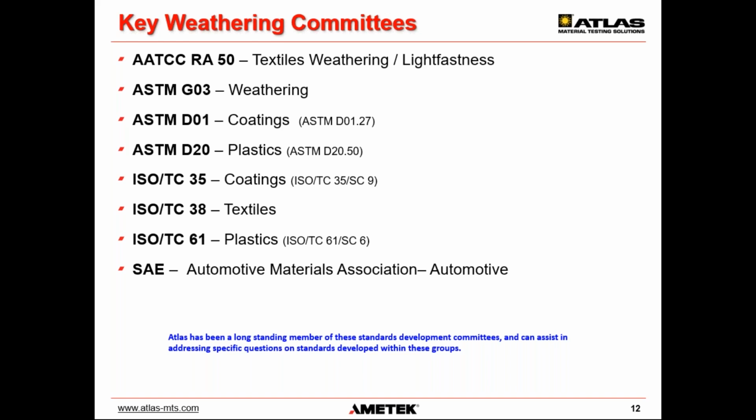And in ASTM, the primary committees developing weathering standards are ASTM Committee G3, General Weathering Applications, D01 for coatings, and ASTM D20 for plastics. And in ISO internationally, we have ISO TC35 for coatings, TC38 for textiles, and TC61 for plastics. And finally, I've listed SAE, the Society of Automotive Engineers, which published the popular SAE weathering standards.